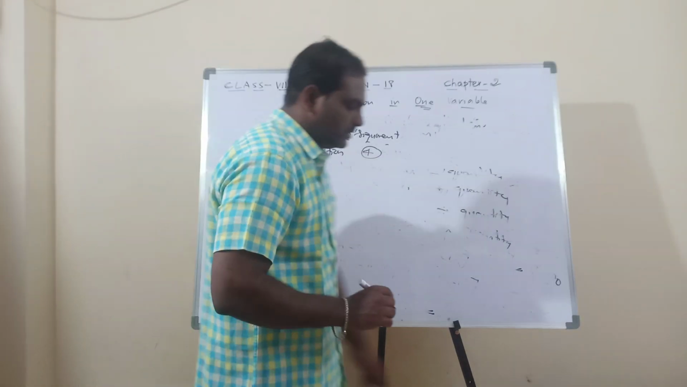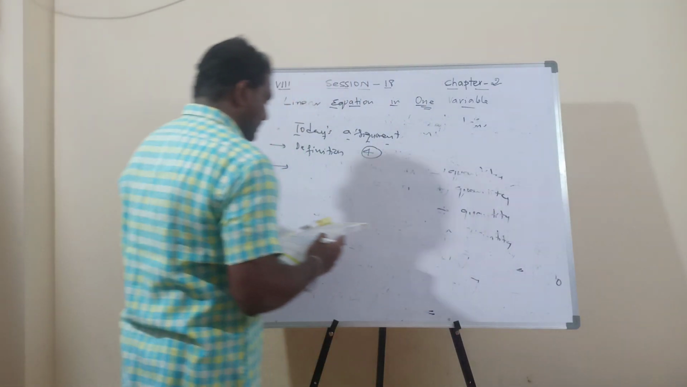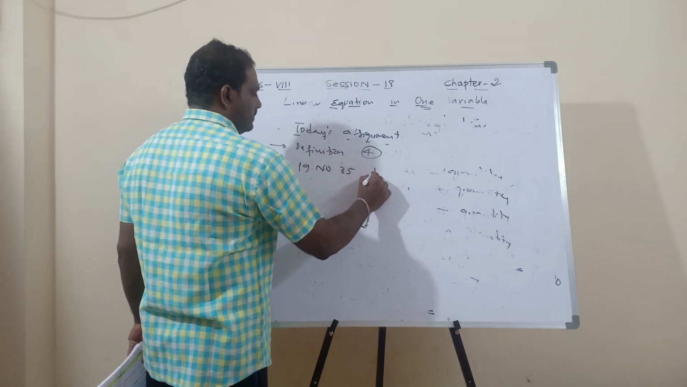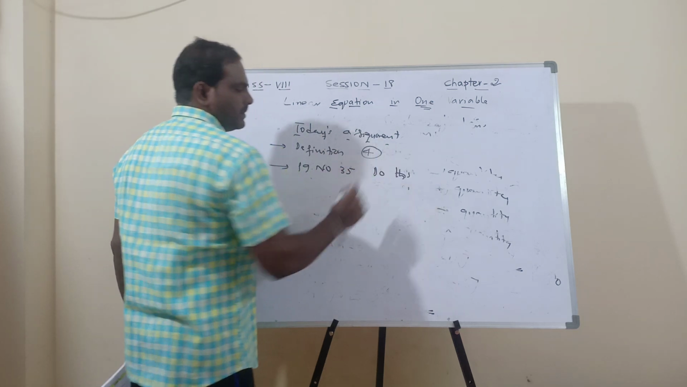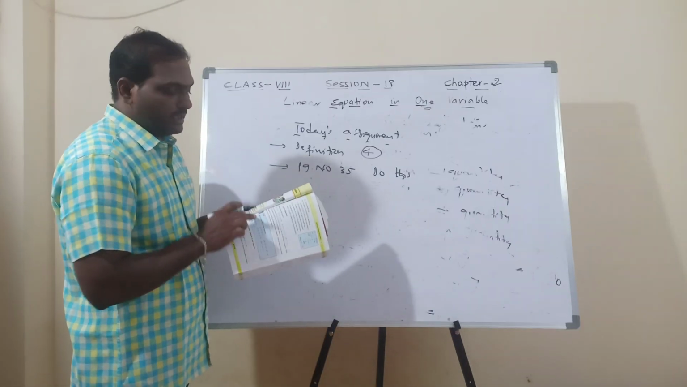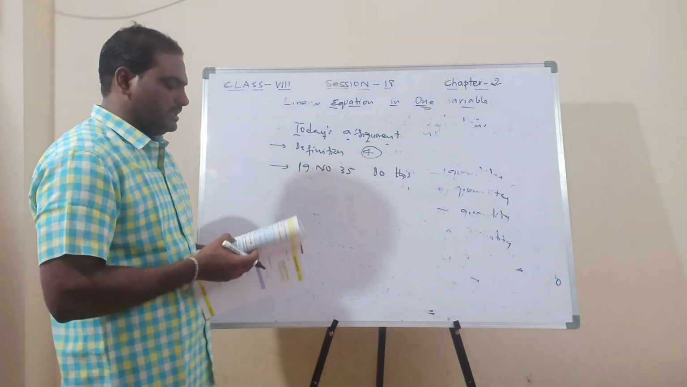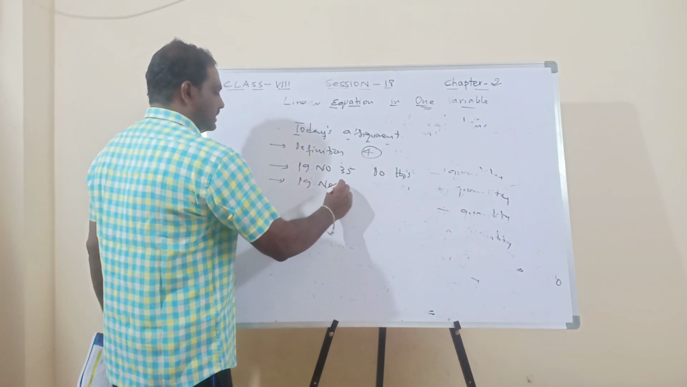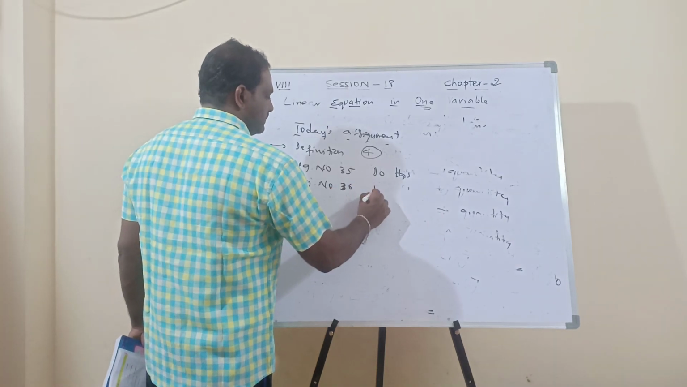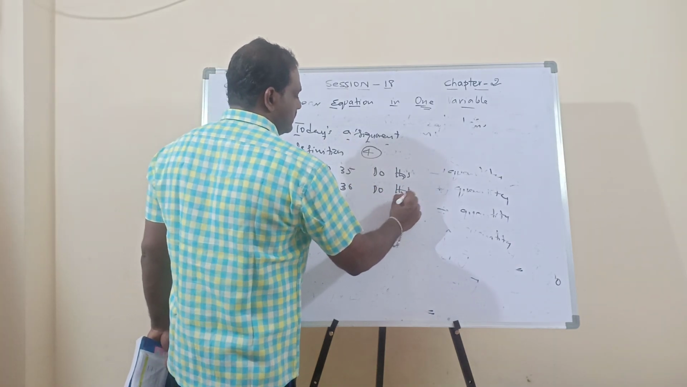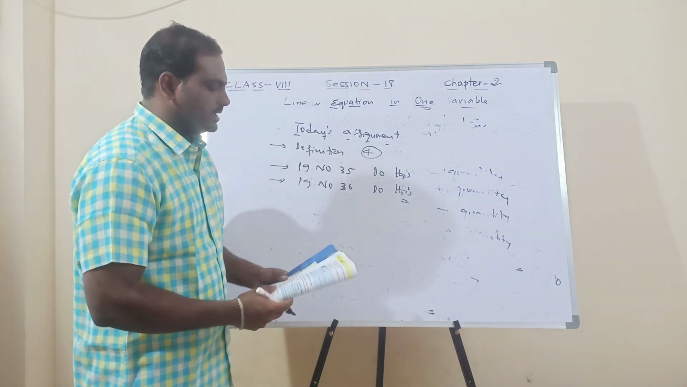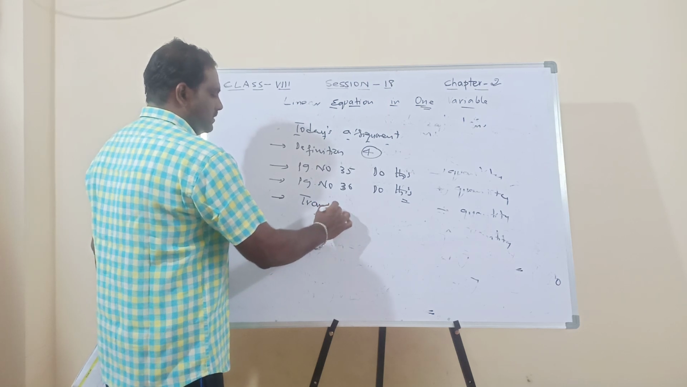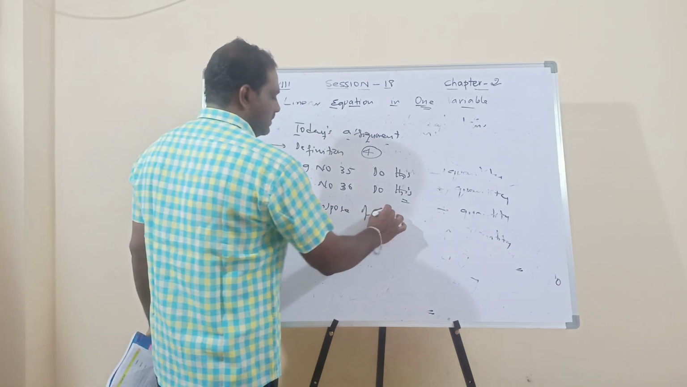Next, do page number 35. Already explained. Write the title: which of the following are linear equations? And second, do page number 36. This is today's assignment. And at last, the transposing of quantities. How many are there? Four. Write those four.